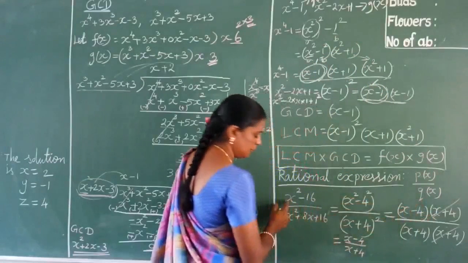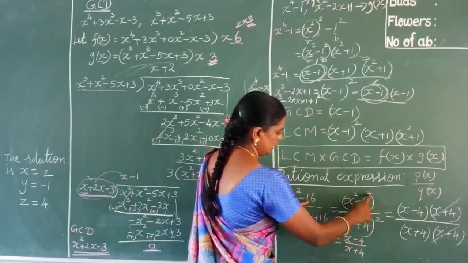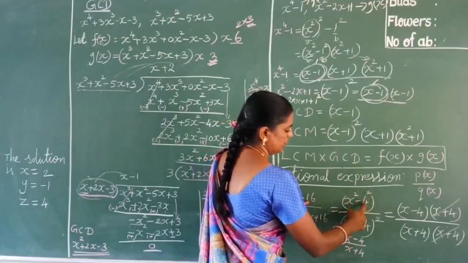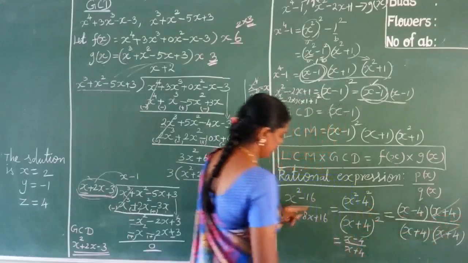See that one example, x square minus 16. This 16 can be written as 4 square. So x square minus 4 square can be written as a square minus b square, so a minus b into a plus b.